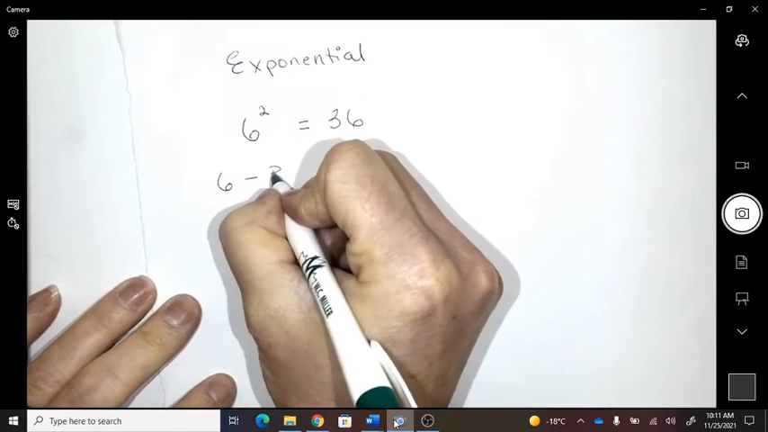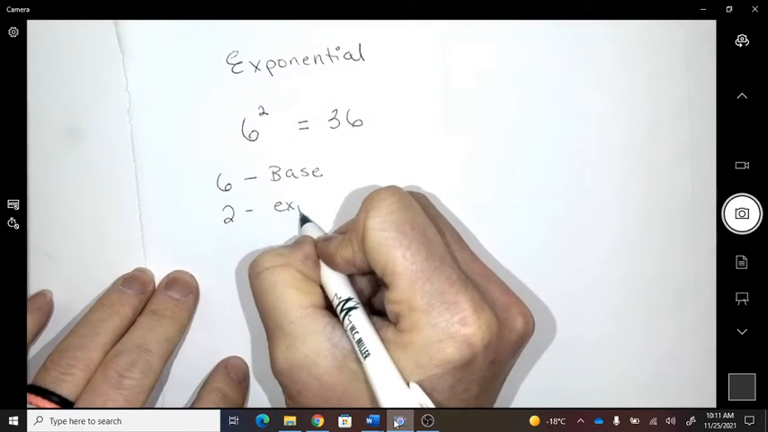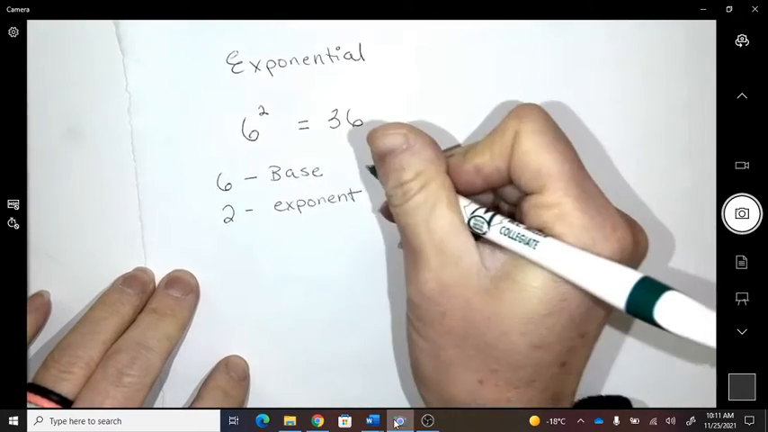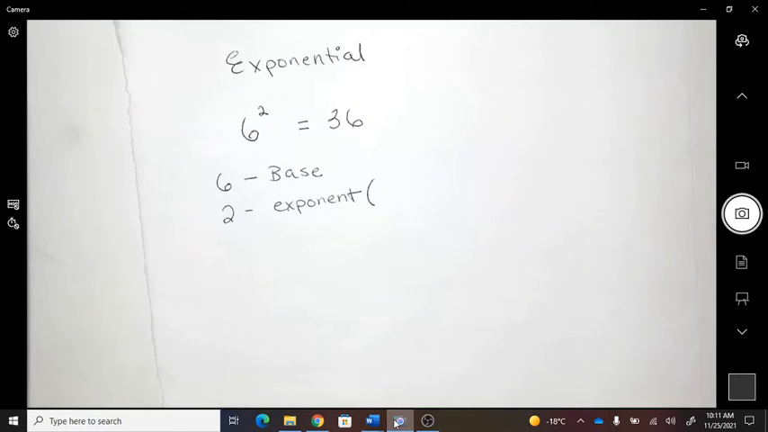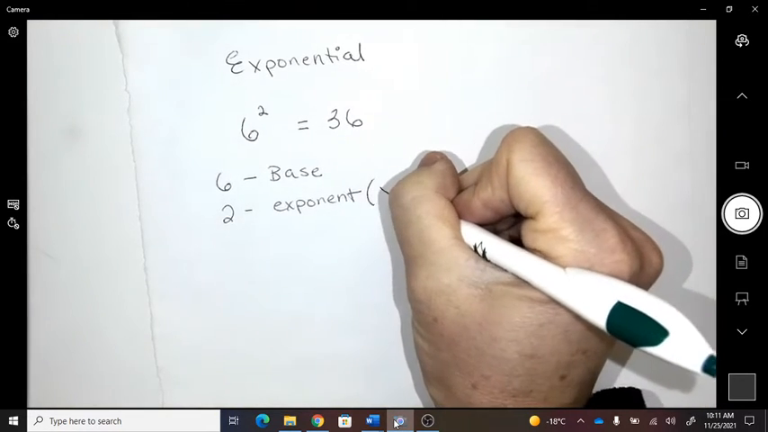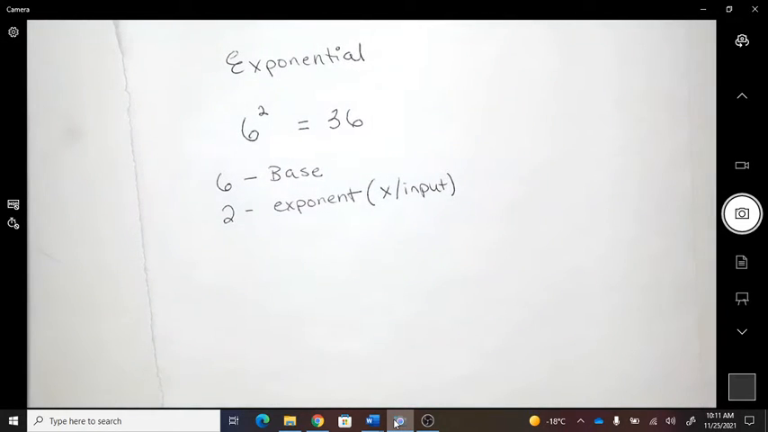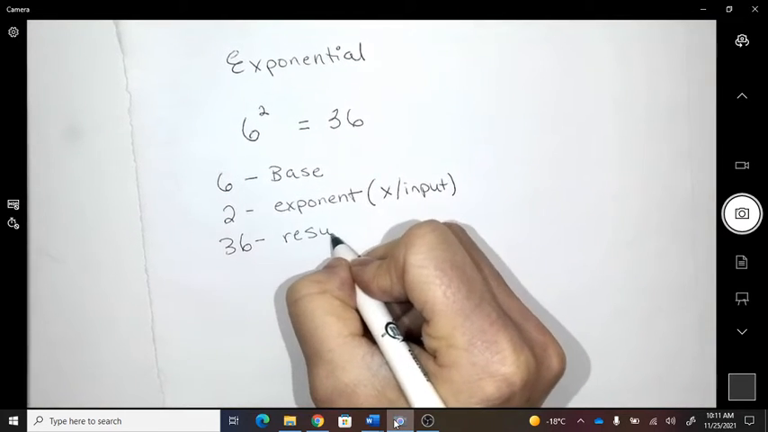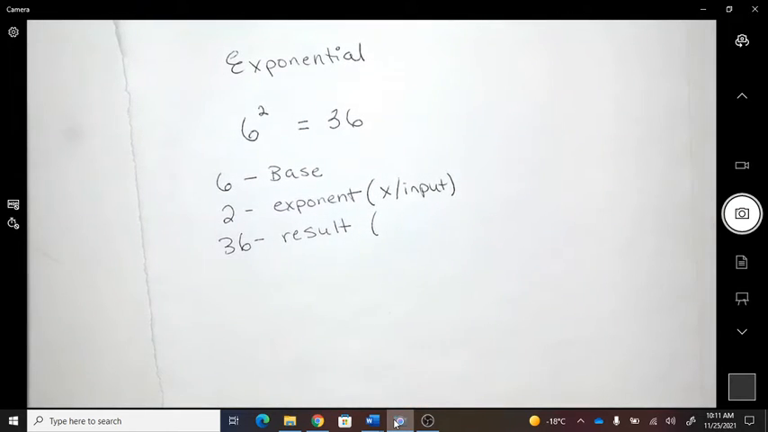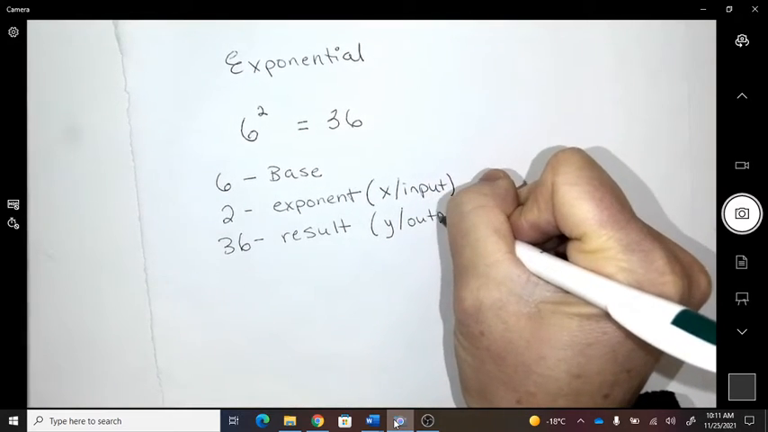6 is what we would call a base. 2 was the exponent. And when we start to graph these, that is going to be the x or the input. And 36 is what I'm going to call the result. And in a graphing concept, that's usually the y or the output.